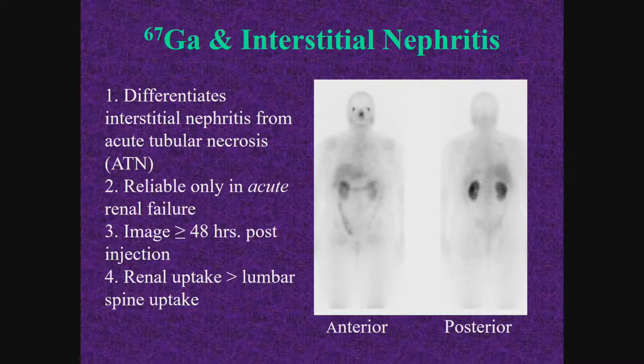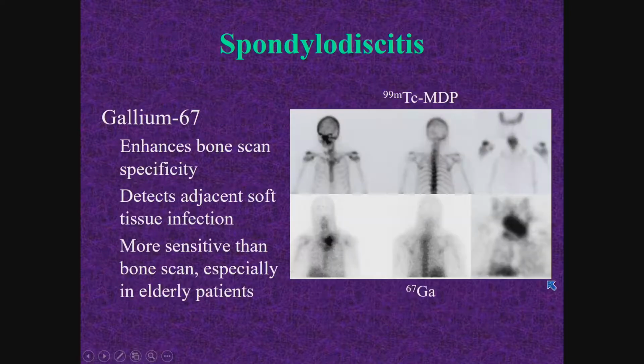We found gallium-67 to be helpful in a patient with acute renal failure and facilitating the differentiation of interstitial nephritis from ATN. Remember that it's reliable only in acute renal failure. You want to image at least 48 hours after injection because during the first 24 hours post-injection, the kidneys are the principal excretory pathway of gallium. The criterion for a positive study is renal uptake more intense than lumbar spine activity.